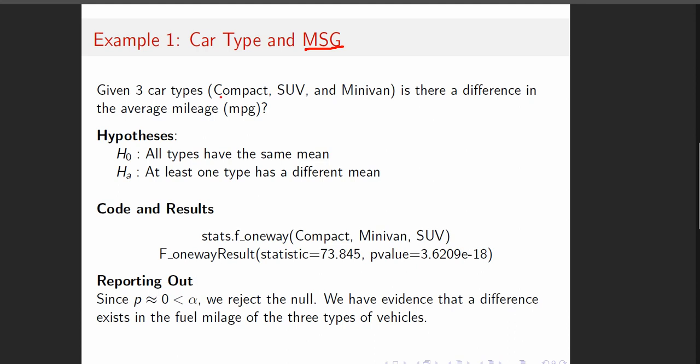Okay, so the very first example that we have is we're examining the miles per gallon, the gas mileage, by car type. And we have three different types. We have compact sedans, we have SUVs, and we have minivans. And we're saying, hey, is there a difference in the average mileage between these three groups? And notice that since there are three groups, I can't use a t-test. So we're setting up the hypotheses just like we showed. And the code is very straightforward. After we've created an array for the compact sedans' gas mileage, an array for the minivans' gas mileage, and an array for the SUV gas mileage, then we just put them in, separated by commas, into stats.f_oneway, and we're going to get spit out the statistic and the p-value.